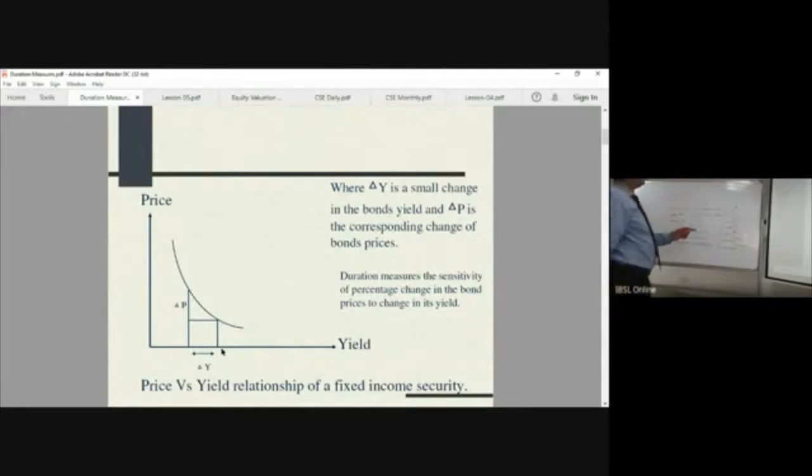Now, this particular graph is the price versus yield relationship of a fixed income security. Now, the duration measure is a sensitivity measure. Duration shows the change in price for a change in yield. For this much of a change in yield, there will be this much of a change in price. That indication is given by the duration.